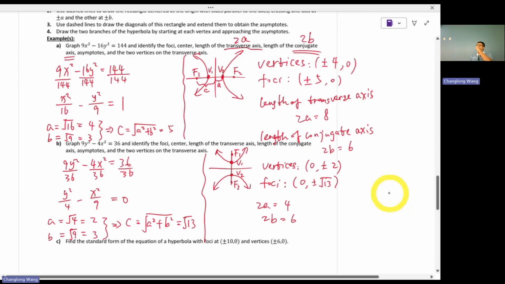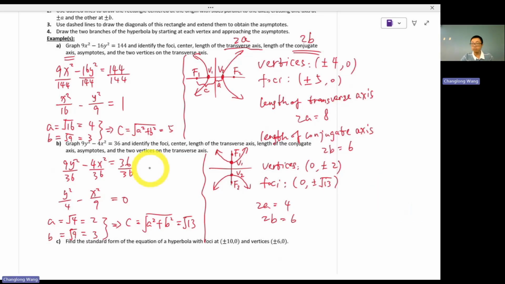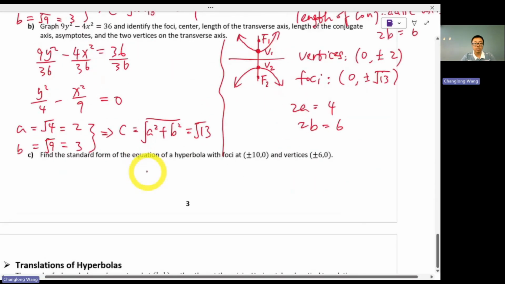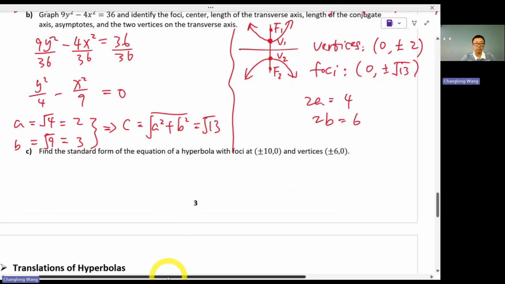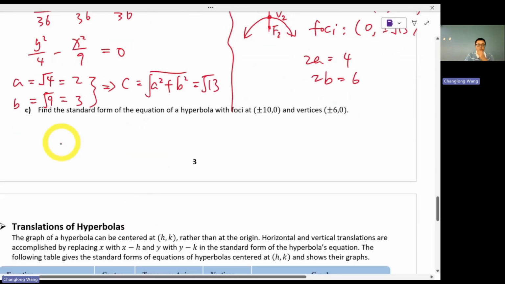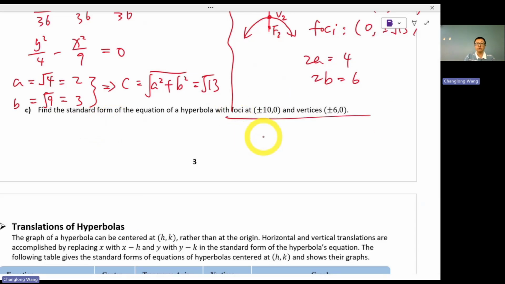Any questions so far? You good? Very routine, and you should expect quiz and test questions at this level. So for letter C, I'll just quickly put the work down, but there's not much I have to show you, since they were very clear about where the foci and vertices are.